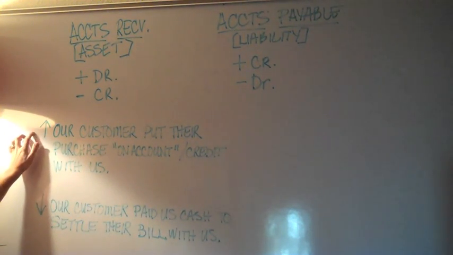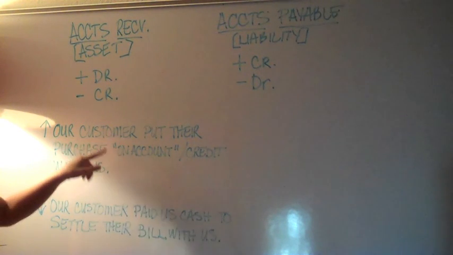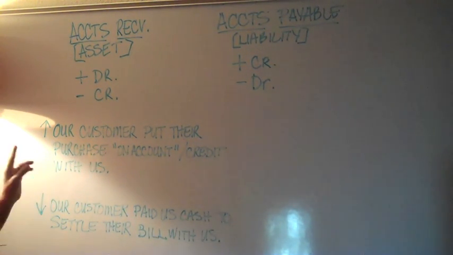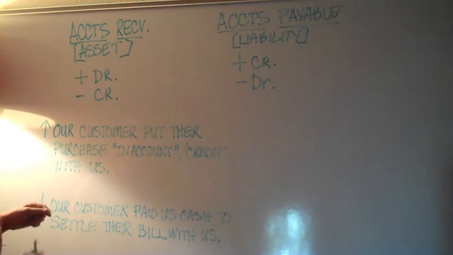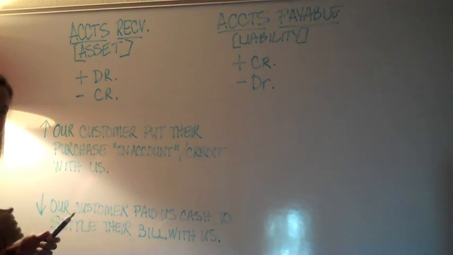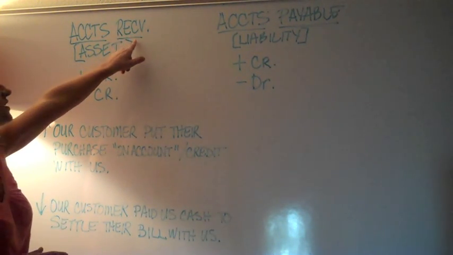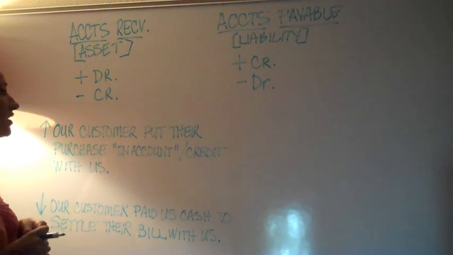Whenever we're increasing the accounts receivable account, an example would be our customer put their purchase on account, or think of it like a credit with us. Accounts receivable says our customer owes us money at some time in the near future, usually within 30 days. We are going to be receiving that money in the future. That word receivable means us as the business owners are going to be receiving that money in the future.